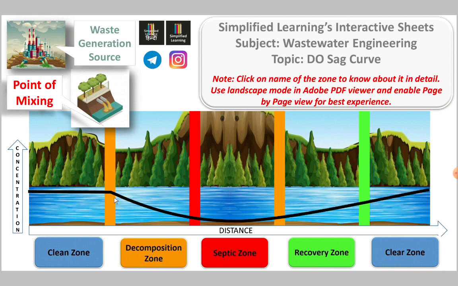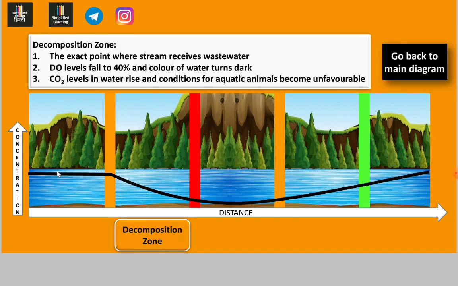What is interesting about this PDF is that whenever you want to revisit the DO Sag and revise this topic, you simply click on the zone you want to study more about. Let's say we click the decomposition zone. It will directly take you to the page where the decomposition zone has been completely explained.